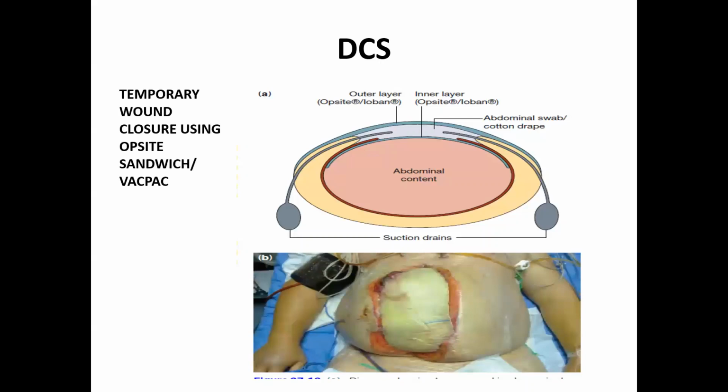This is an example of temporary wound closure using an open sandwich or Bogota bag. This diagram is taken from Bailey only.